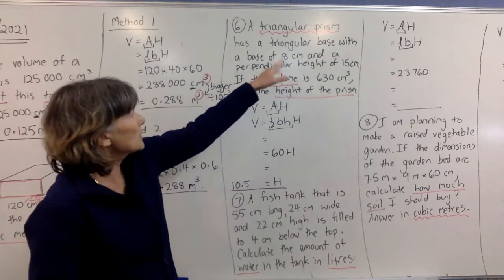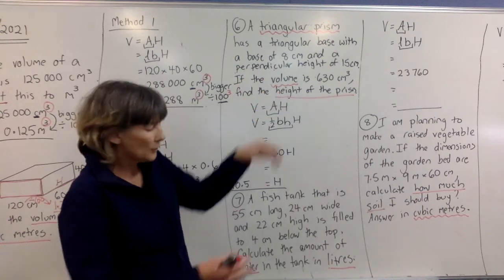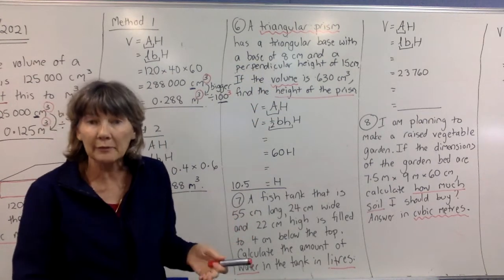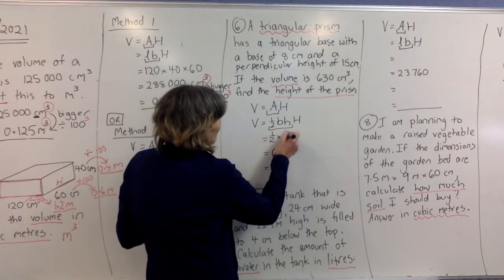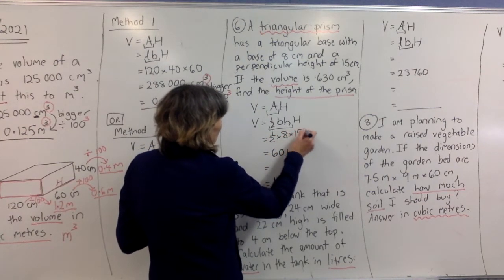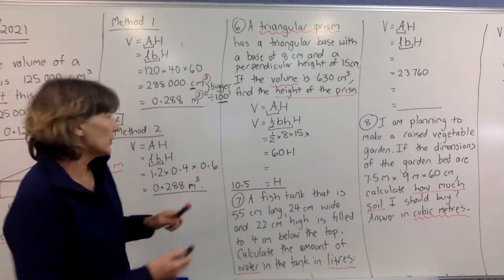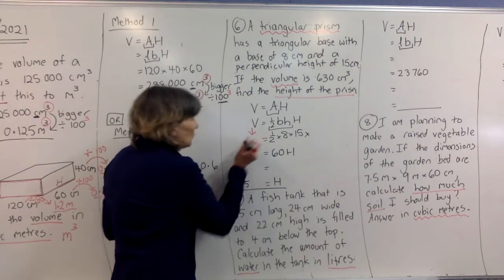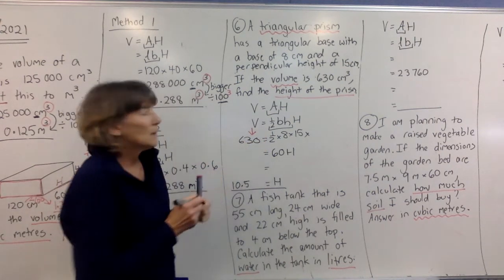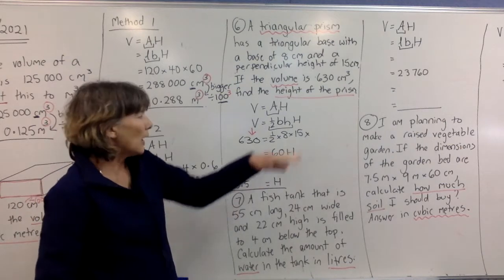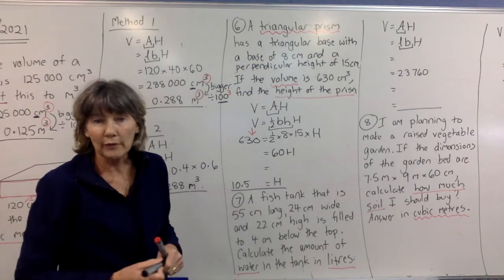All right, it tells you it has a triangular base, so the actual triangular base shape has a base of 8 centimetres and a perpendicular height of 15. So let's put those in. Base of 8, perpendicular height of 15. Okay, then it says the volume is 630. So they have given you the volume, so we're going to write the 630 over here. And the question asks for the height of the prism. So it's the h that we don't know, and that's what we're finding.